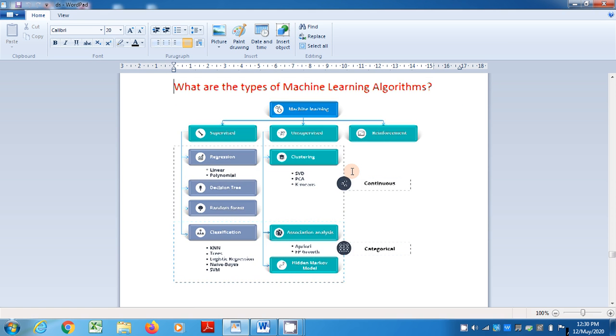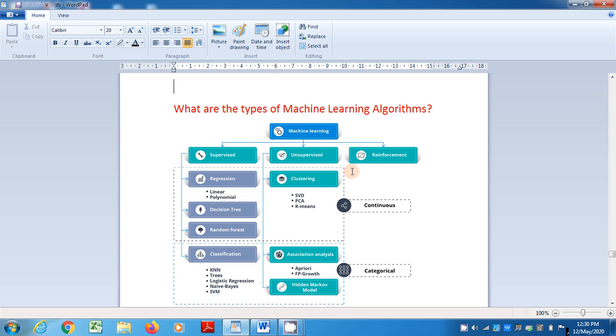So here you can look at the machine learning algorithms. In supervised, we have regression algorithms, decision tree, random forest, and classification algorithms, and then clustering, association, hidden. You can see the areas marked with dotted lines: these are the algorithms that deal with continuous variables. And this portion, classification, association, and hidden, marked with the lines, deals with categorical variables.